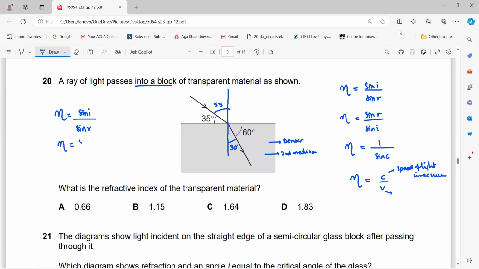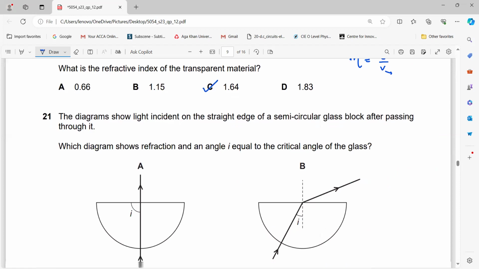It's sine of 55 over sine of 30. I'm going to calculate it and give you the answer. That's going to be sine 55 divided by, just give me a minute, sine 30. That's going to be 1.638, which is 1.64.